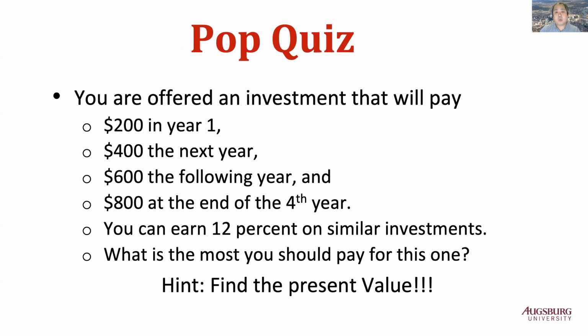So this is a pop quiz. You're offered an investment that will pay $200 in year 1, $400 the next year, $600 the following year, and in the fourth year, $800. You can earn 12% on a similar investment. What is the most you should pay for this one? The hint is to find the present value of these cash flows. Solve it.